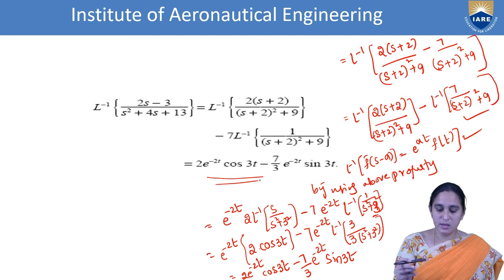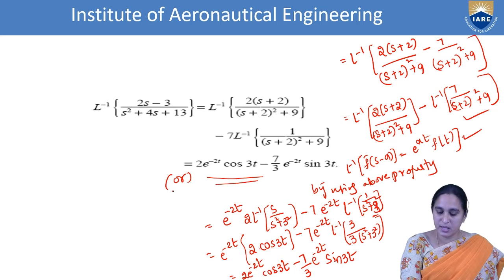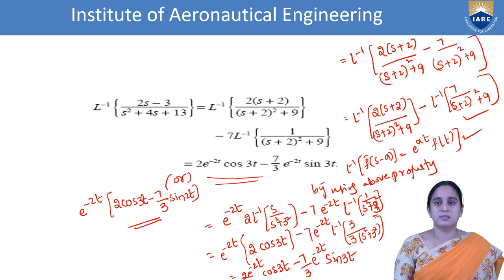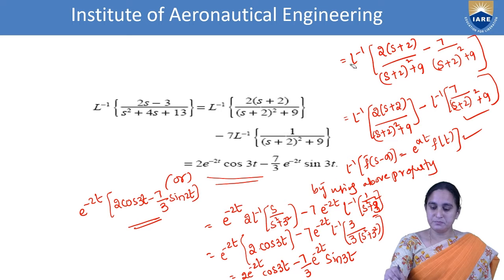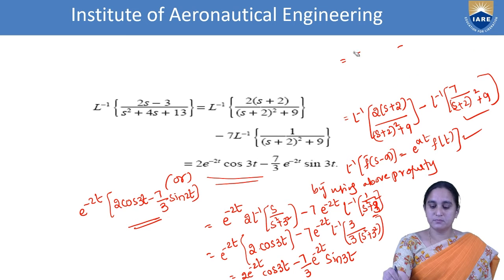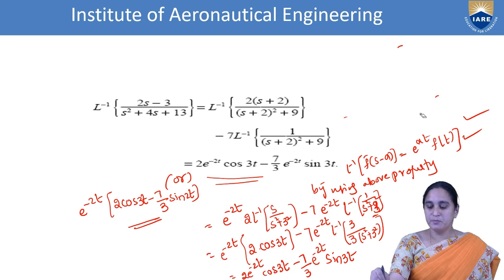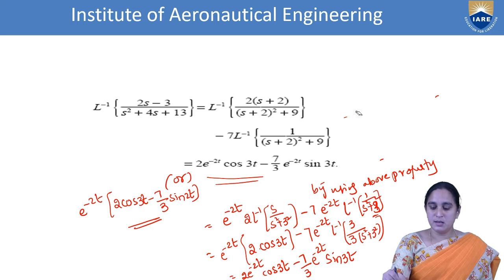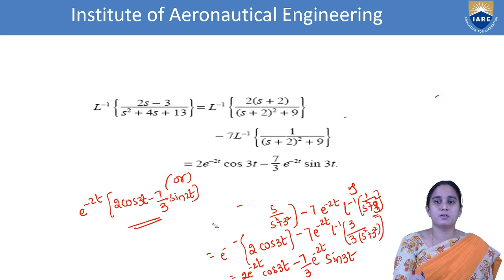Or one more step. Here I am taking e power minus 2t common, that is e power minus 2t into (2 into cos 3t minus 7 by 3 into sine 3t). This is the final answer. Is it clear? This is the second question by using the first shifting property. If you know the basic formulas and the shifting property, these problems are very simple.